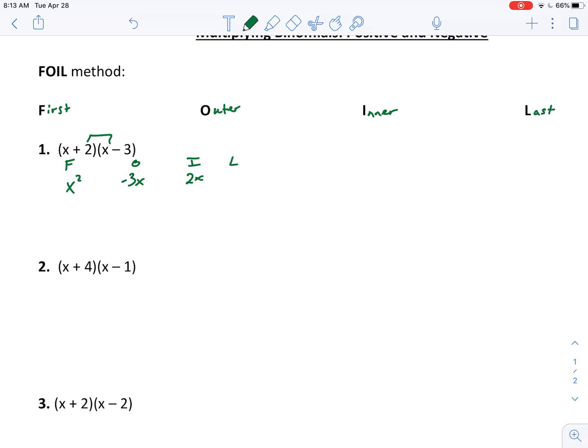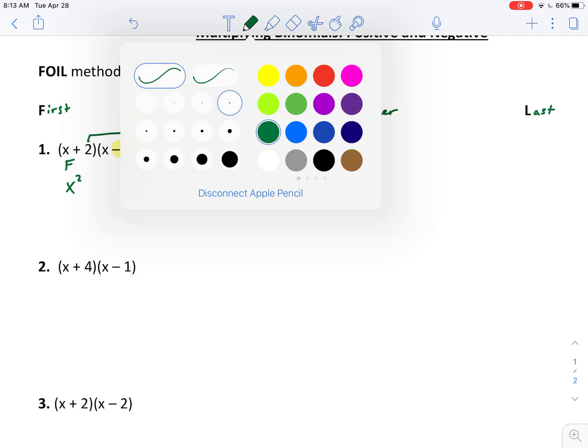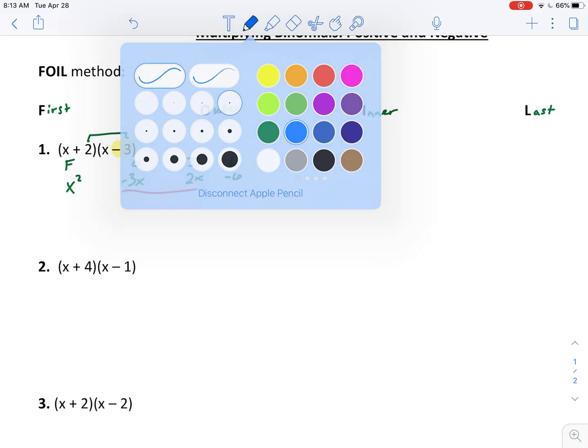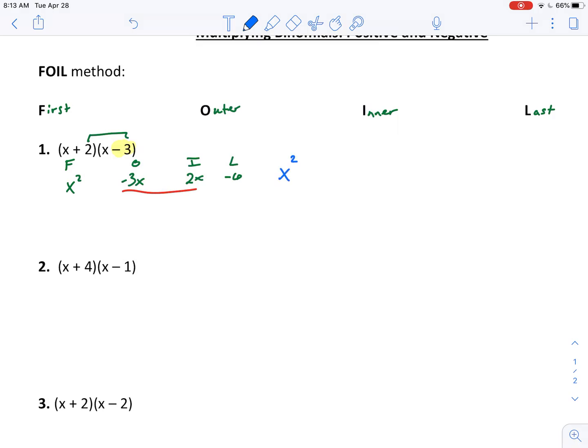Our outer is going to be x times negative 3. So you've got to be very careful about that right there. X times negative 3 is negative 3x. The inner is 2 times x is 2x. And last, again, we got to be careful about this negative 3. The last two would be 2 and negative 3 would get me negative 6.